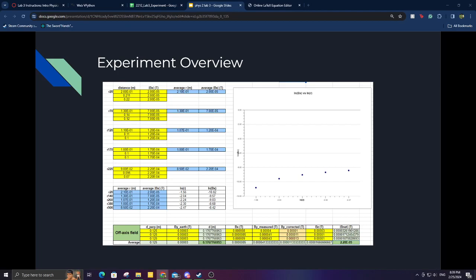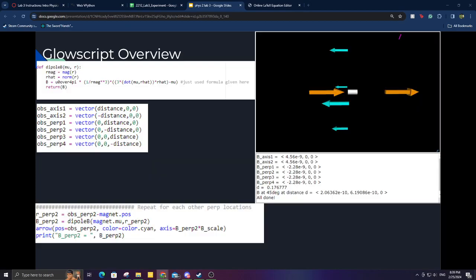Next, I was required to measure off-axis field. For this portion, I moved my phone a distance d per 0.125 meters out and up from the source. This meant it was a total distance of d, which was 0.17677 meters from the source. I recorded the magnetic field on each axis and used the spreadsheet to calculate the total average magnetic field mu, which I was then able to use in my code.